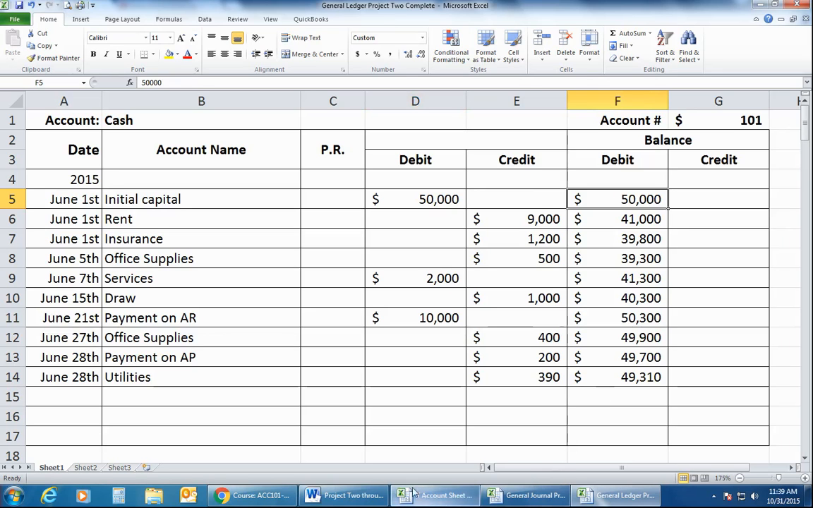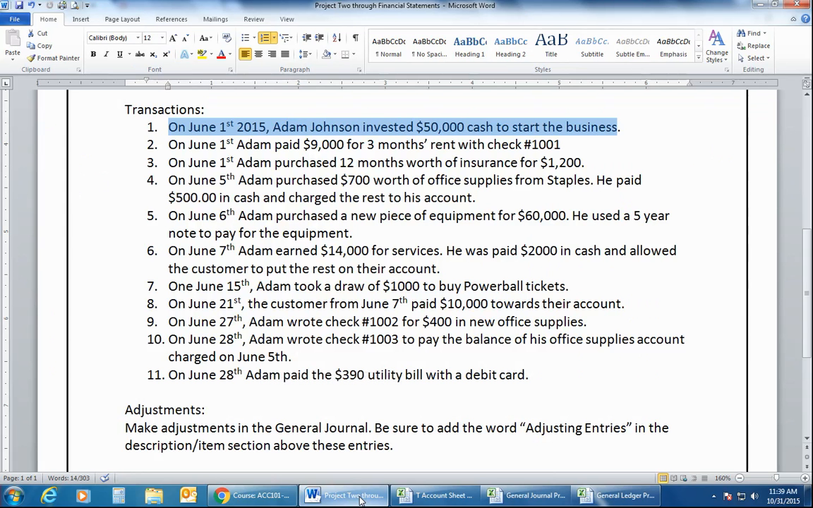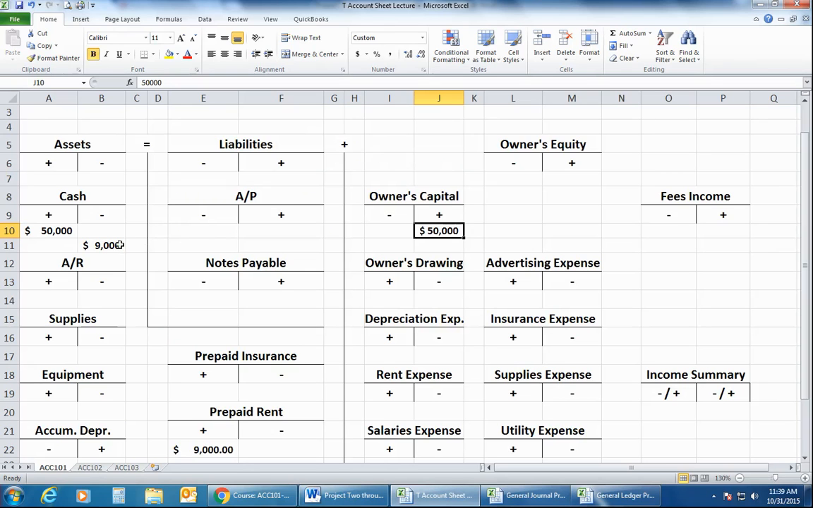Now, let's look at another transaction and see how this account works when we take money out of the account. For our next transaction, Adam Johnson purchased 3 months worth of rent for $9,000, and he did that using check number 1001. So let's look at this in the T accounts. We have here cash and prepaid rent. Prepaid rent, remember, is an asset account because the rent is owed to us, so that is of value to the company. So we increase the balance of prepaid rent by $9,000, and that is going to be our debit entry on the left side of the account.